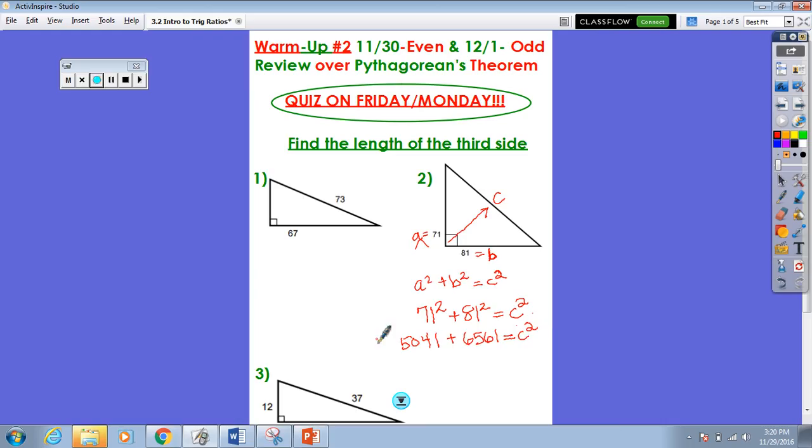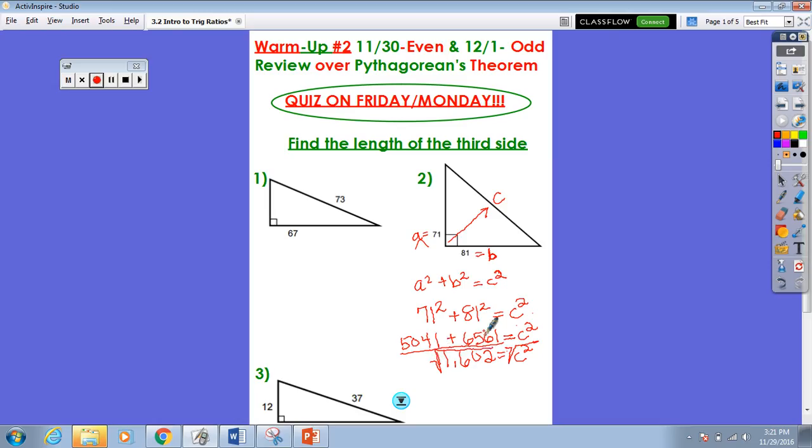Alright, now I just need to add these two together. So 5,651 plus 5,041, we get 11,602. And remember, that's equal to C squared. I just added these two things together. And now to get C, because that's what we're looking for, not C squared, I take the square root. And that will give me my answer.